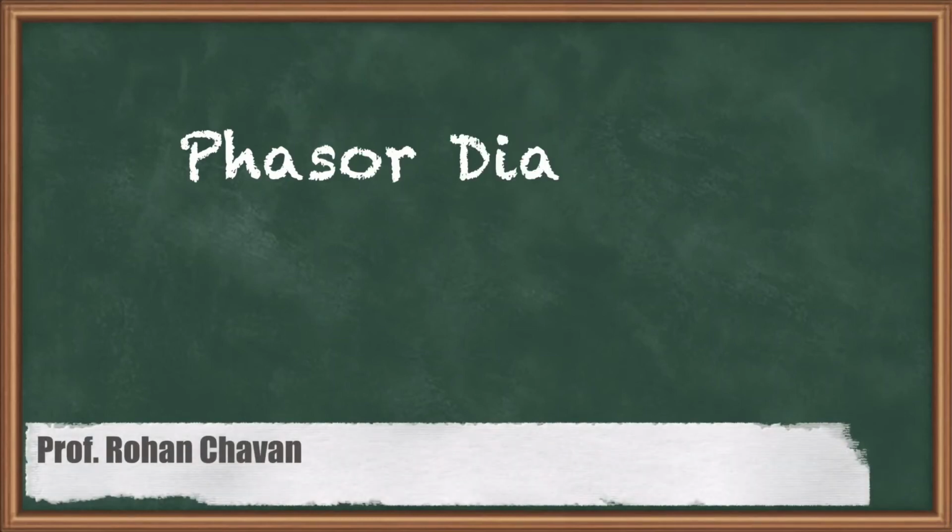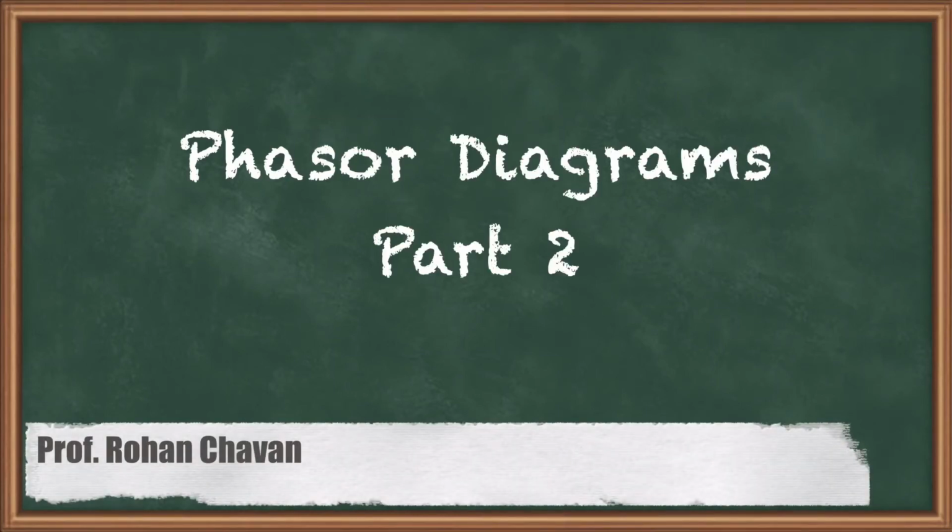Hello friends, in this session we will see the phasor diagram for a cylindrical rotor. We will see it for the alternator as well as for the synchronous motor. At the same time, we will try to see their similarities and how they are interrelated with each other. Let us begin.